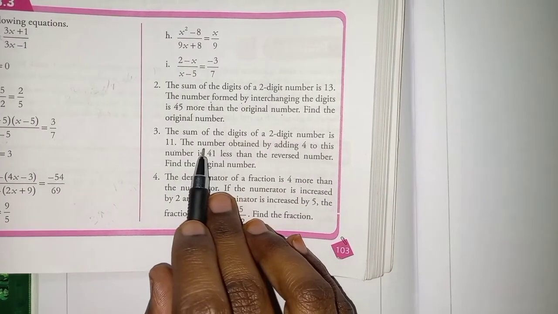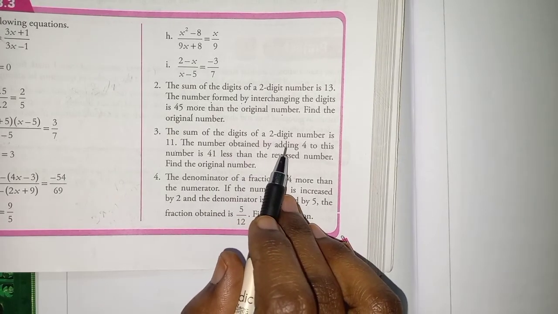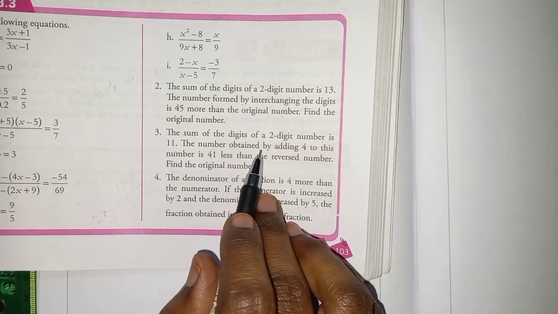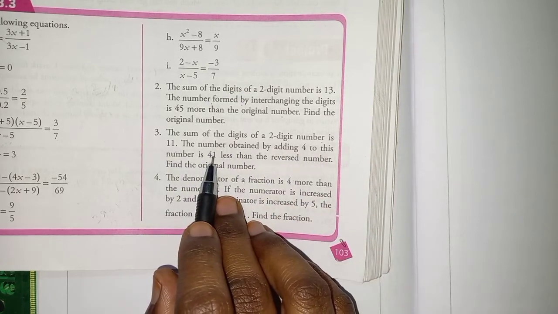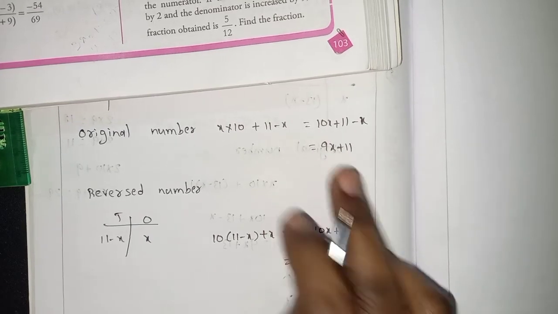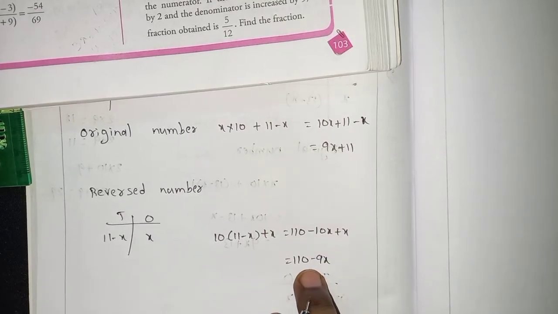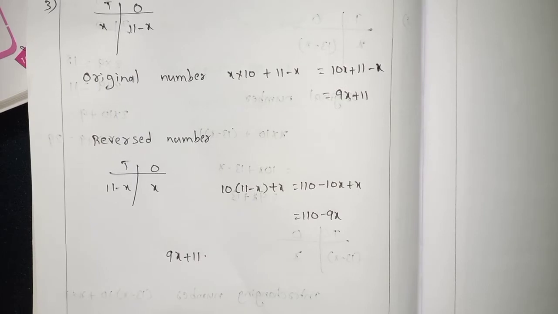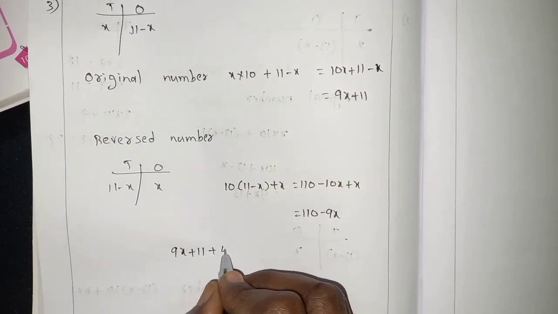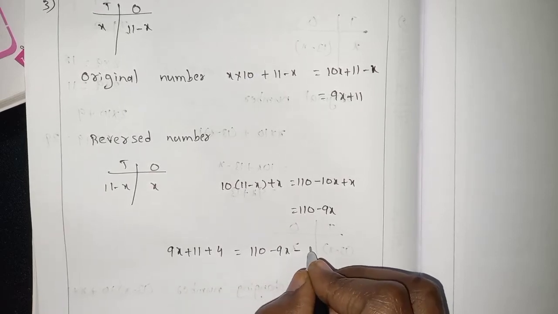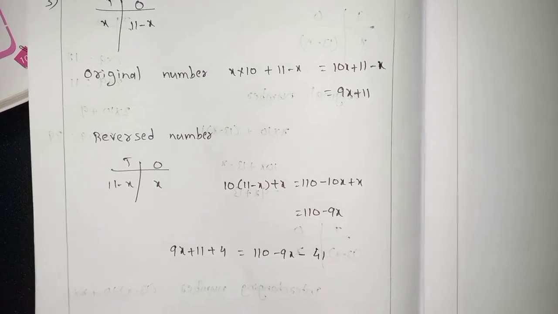Now observe the condition. See, first the sum of the digits of the two-digit number is 11. The number obtained by adding 4 to this number is 41 less than the reversed number. So, for this number, if we add 4, then it will be 41 less than the reversed number. Let us add that. 9x plus 11 plus 4 is equal to 110 minus 9x minus 41. Less than 41, no, they said.